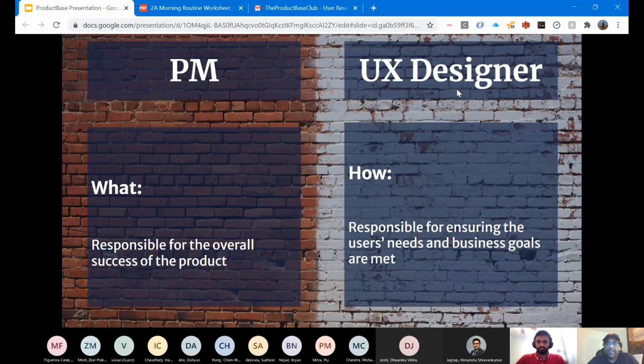You're also responsible for creating the collateral of what actually makes your product different from anyone else, the competitive analysis, the market strategy. So there's a whole bunch of things that go on with the PM's role, who's responsible for the overall success of the product.